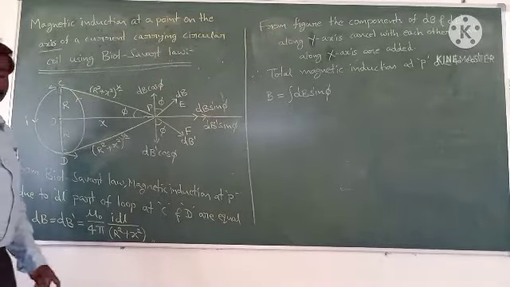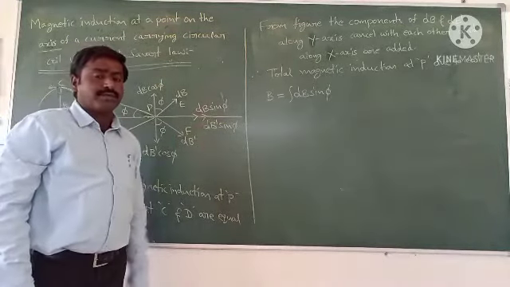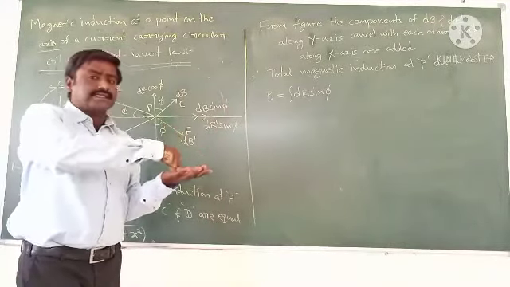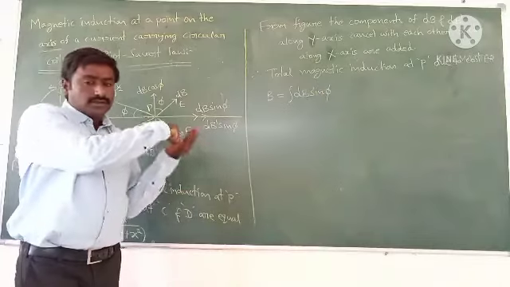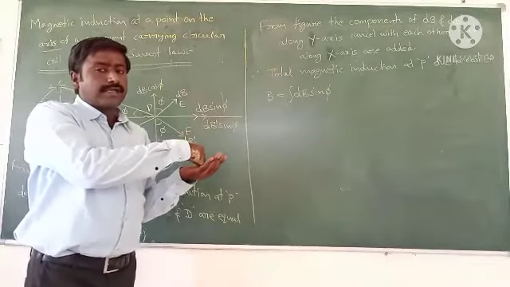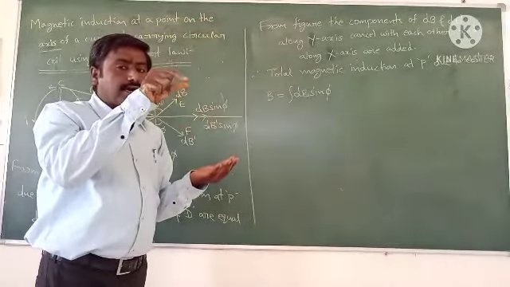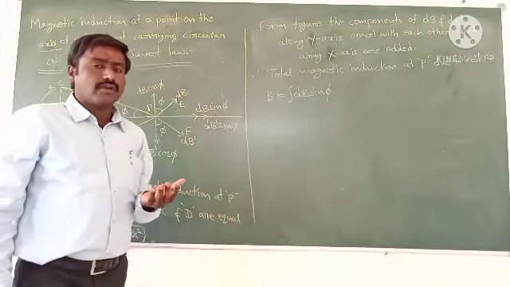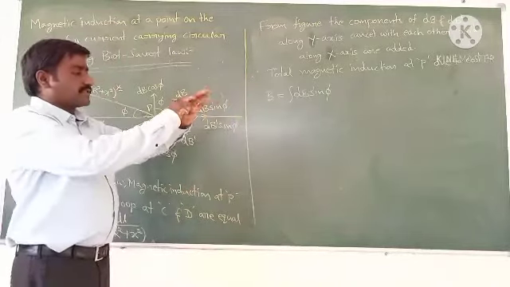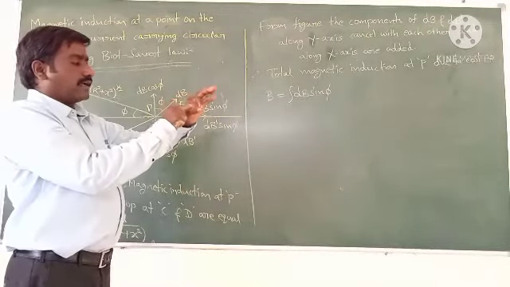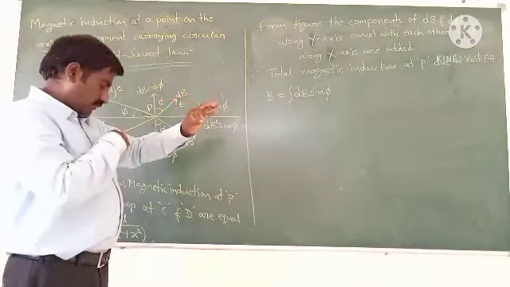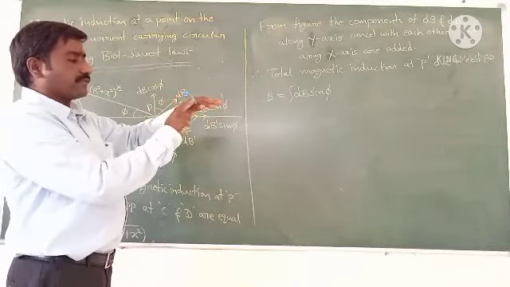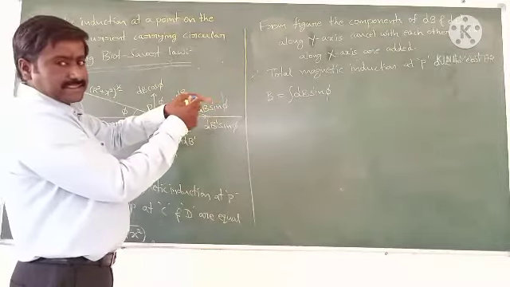The difference between this topic and the previous topic is that in the previous topic we calculated magnetic induction at the center of a circular coil. Now we are going to calculate magnetic induction at a point on the axis of a circular coil. Axis of a circular coil means, for example, let us say this is a circle and this is the center of this circle. The line which is passing through the center of the circle indicates the axis.